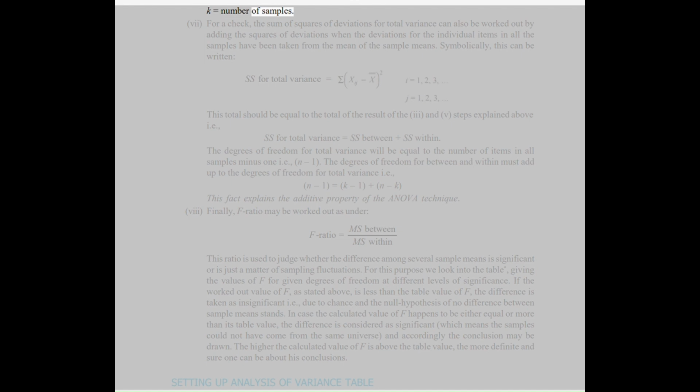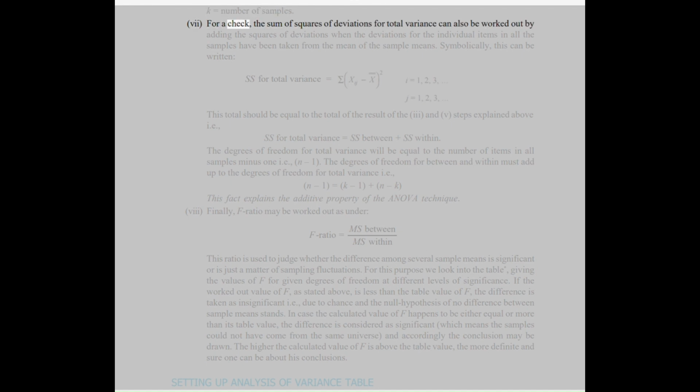Symbolically, this can be written SS within is equal to 6. Divide the result of the 5th step by the degrees of freedom within samples to obtain the variance or mean square MS within samples. Symbolically, this can be written MS within is equal to SS within divided by n minus k, where n minus k represents degrees of freedom within samples. n is equal to the total number of items in all the samples, i.e., n1 plus n2 plus nk, k is equal to the number of samples.